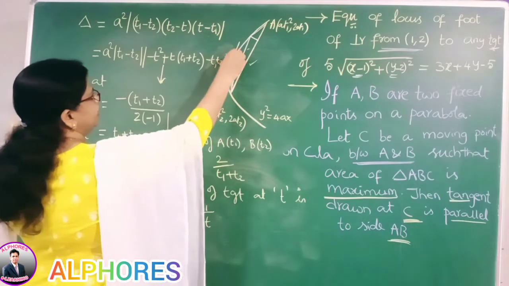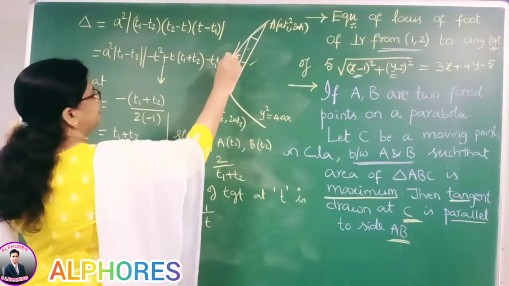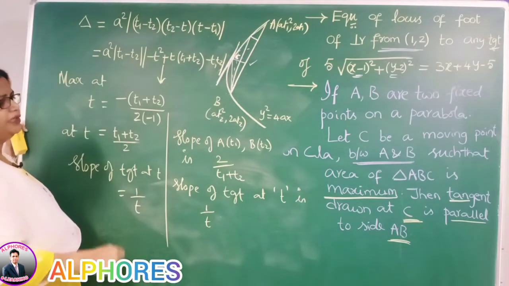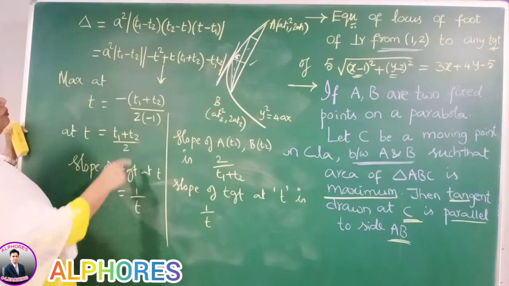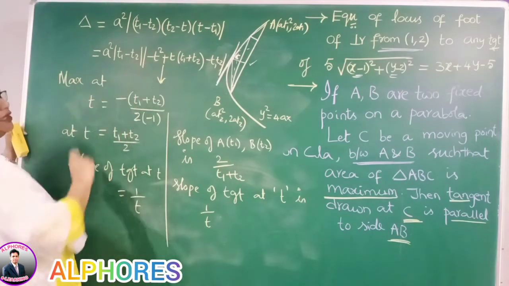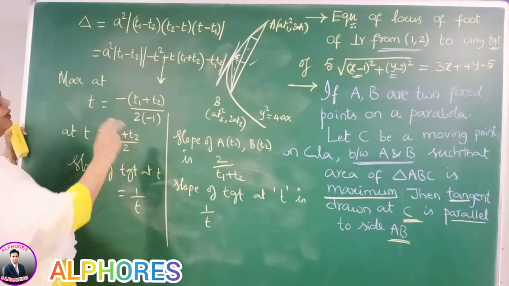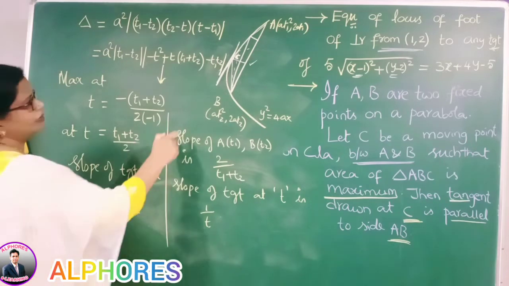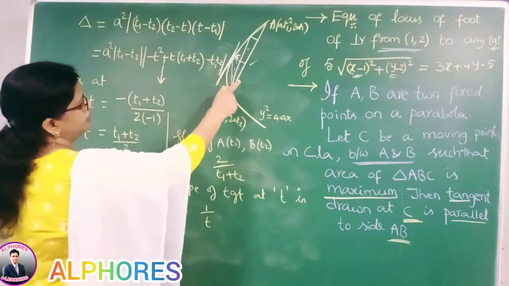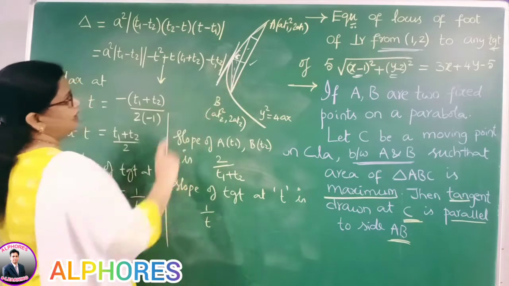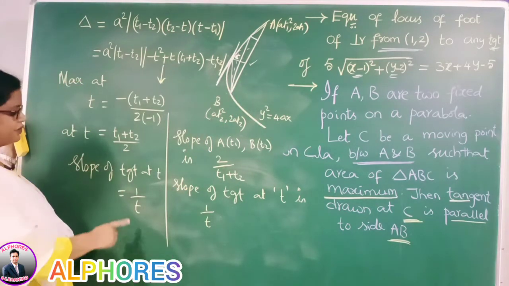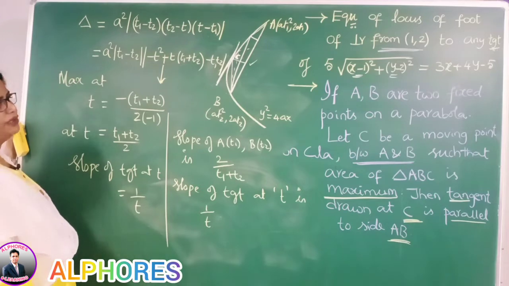If here the tangent is drawn at C, then the tangent drawn at C is parallel to what here? The chord joining the 2 points AB. So when is this happening? This is happening exactly when the area is maximum. So whenever the area is maximum, simply you can say here the tangent drawn at the point C is always parallel to the line joining the 2 fixed points A and B on the curve. So one of the important concepts, students.